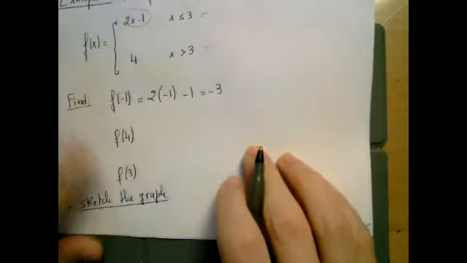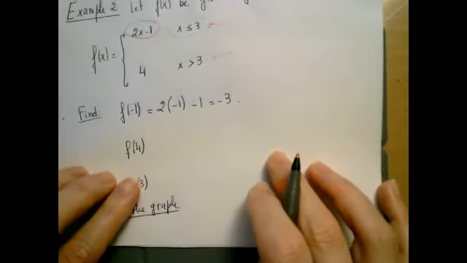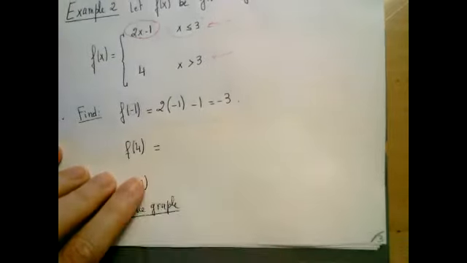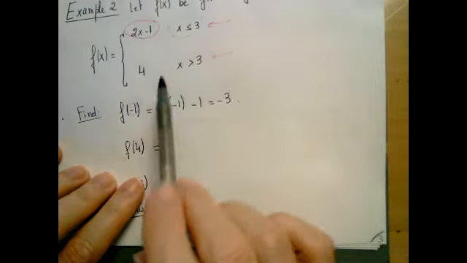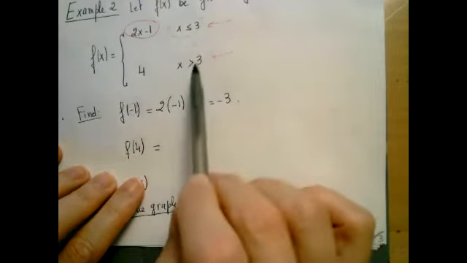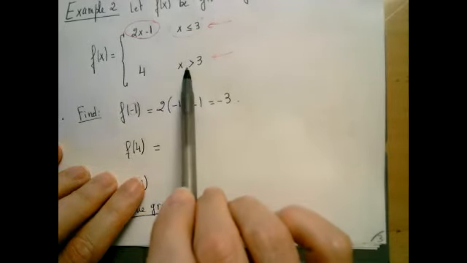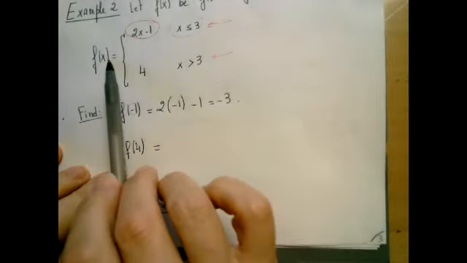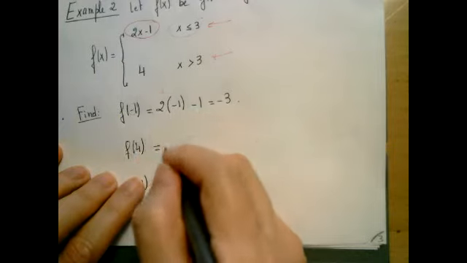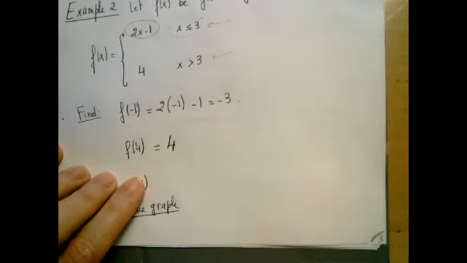Very good. Now, what about f of 4? Again, what is f of 4? I ask myself which condition, which domain 4 is in. It's not less than 3, it is larger than 3. What's the output? If something is larger than 3, the output is 4. So we are trying to read it first.